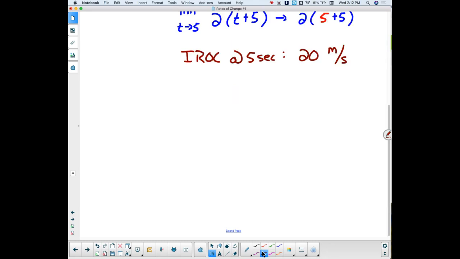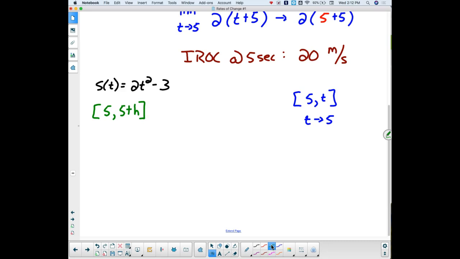Same problem now. Same problem, but I'm going to do the IROC in a little different manner. Instead of yesterday's, where we had the interval go from, in this case, 5 to t, and then we sent t to 5, now I'm going to go with an interval of 5 to 5 plus h. Okay? And I'm going to send h to 0. That will give me my instantaneous velocity in this case.